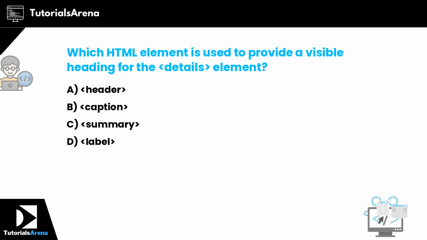Which HTML element is used to provide a visible heading for the details element? The correct answer is option C, summary.